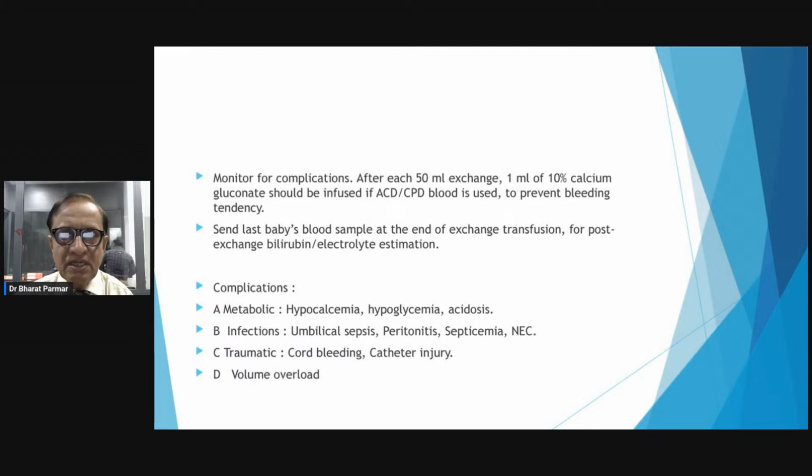Metabolic complications include hypocalcemia, hypoglycemia, and acidosis. Infection due to exchange transfusion includes umbilical sepsis, peritonitis, septicemia, and necrotizing enterocolitis. Traumatic complications include cord bleeding and catheter injury. Also, there is volume overload. So these are the complications of exchange transfusion.